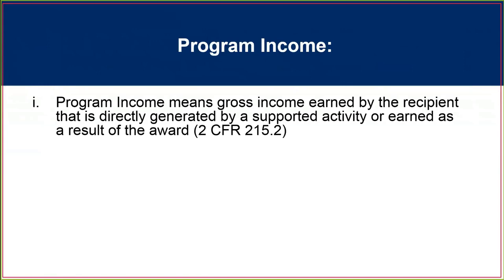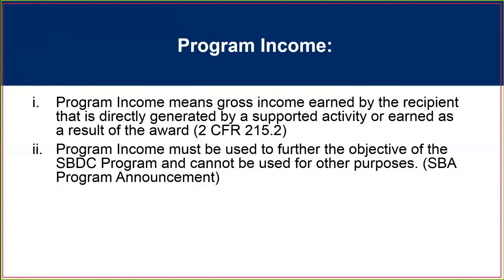Program income means gross income earned by the recipient that is directly generated by a supported activity or earned as a result of the award. And this is clarifying that it wouldn't be something that would be a donation, for example. So it's earned income. Program income must be used to further the objective of the SBDC program and cannot be used for other purposes.